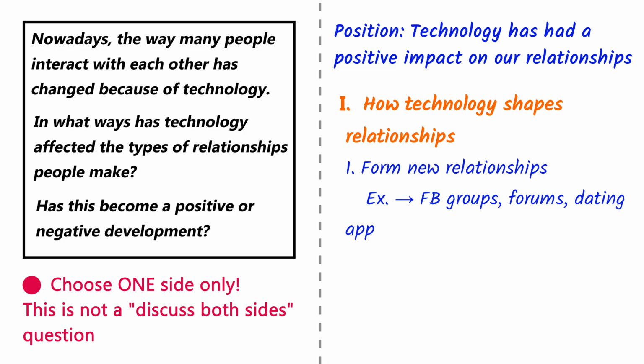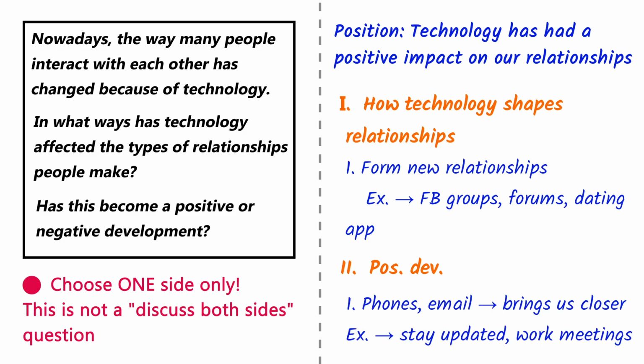And since I believe that this is a positive development, my main idea is that it is a positive development. And what is my supporting detail? Phones, emails. So what do they do? They bring us together. They bring us closer. And what is the example? The example is that we stay updated, and there are also work meetings. All right. This is my outline, and I'm going to expand this outline, and I'm going to talk about this more. I'm going to explain it more using some examples.